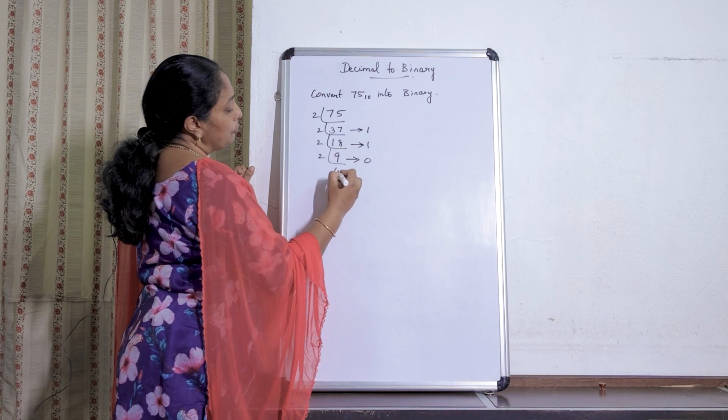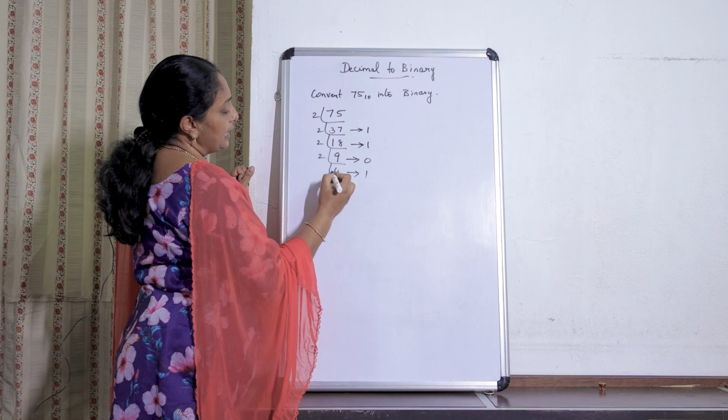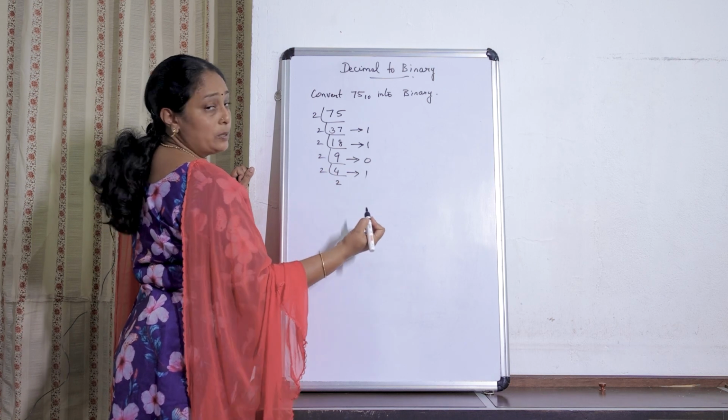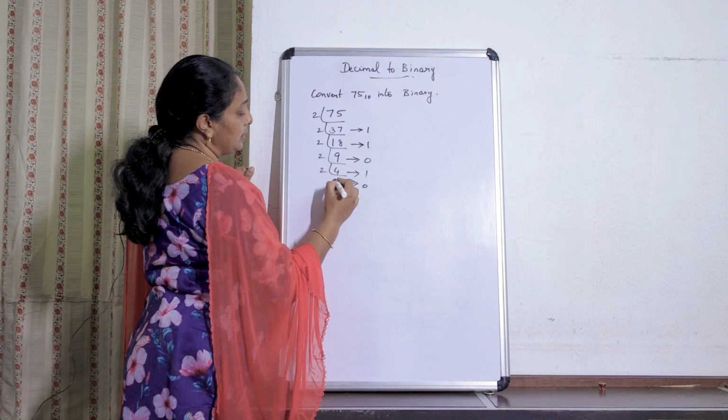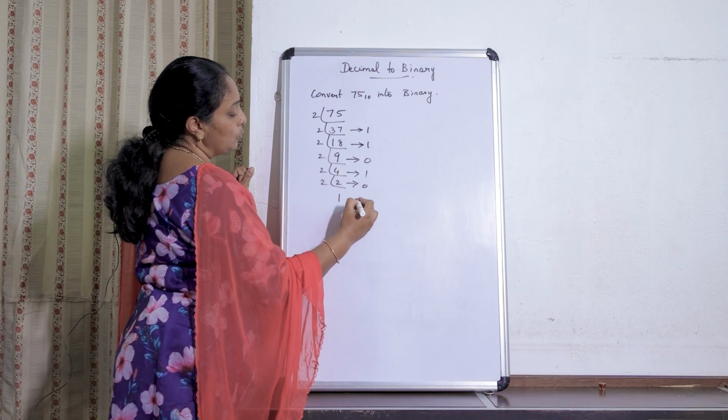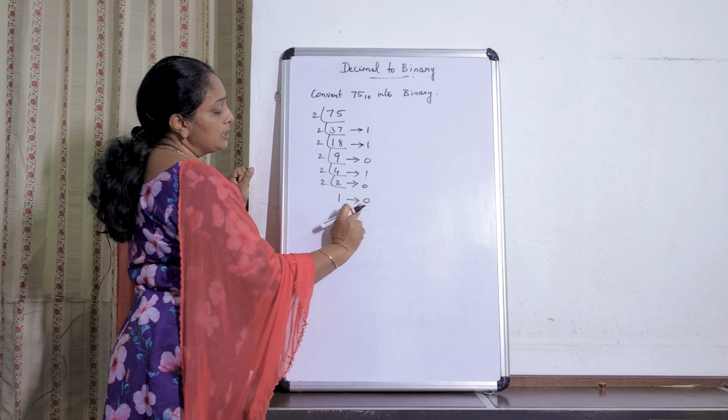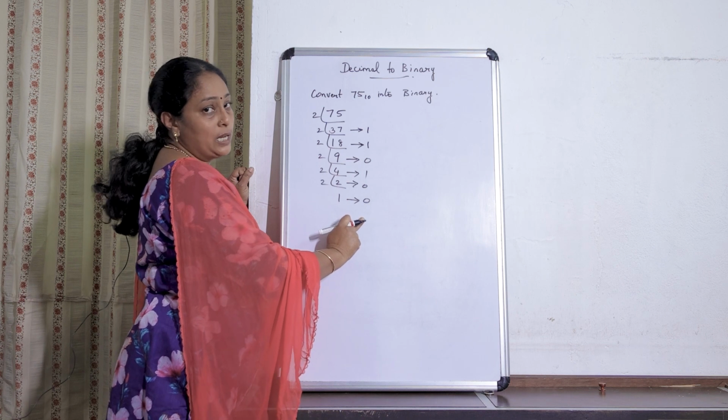And 2, 4, remainder 1, and again this 4 divided by 2. 2 will be the quotient and the remainder will be 0. Again 2, 1 will be the quotient and the remainder is 0. Till the last step, the remainder is to be written.